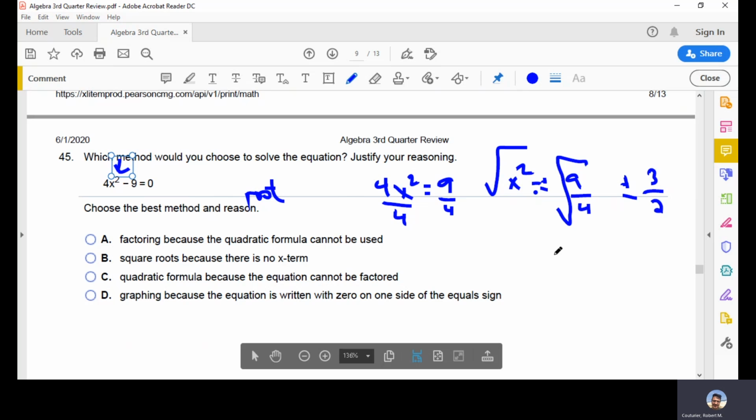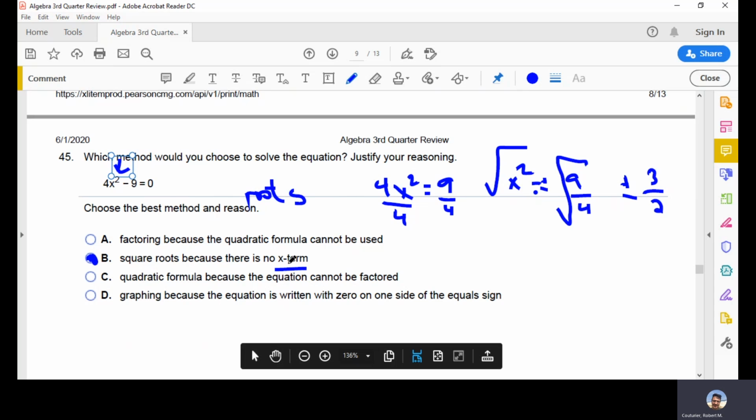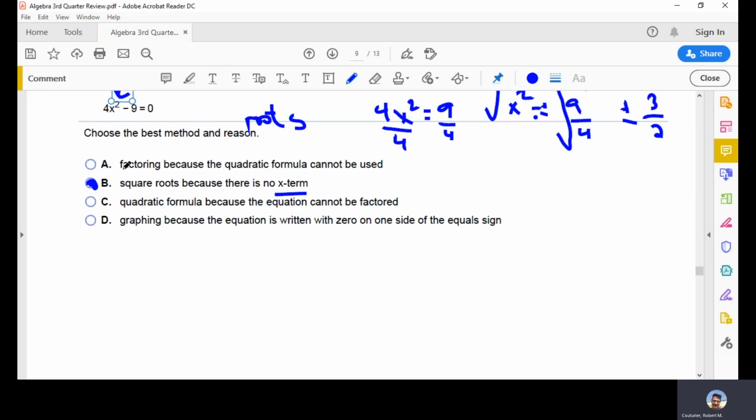So this one, again, this was the roots method. Using the roots method. Square roots, because there is no x term. And if you read these, look, there's no x term. Was there an x term? No. So they're kind of giving you the answer.